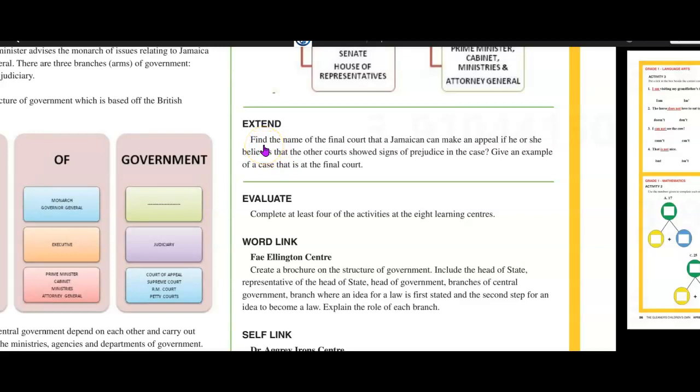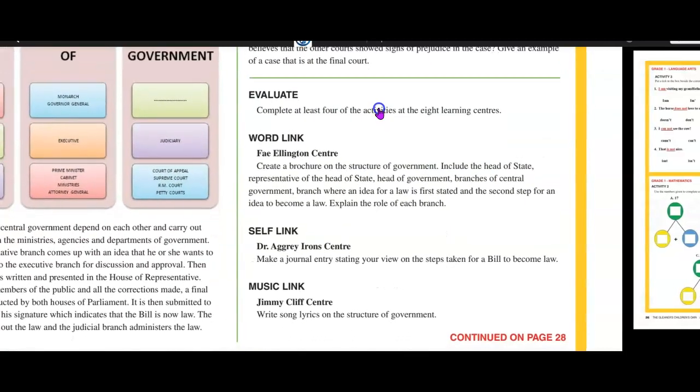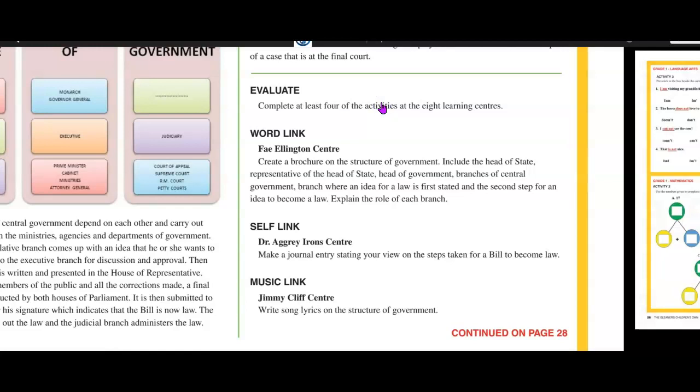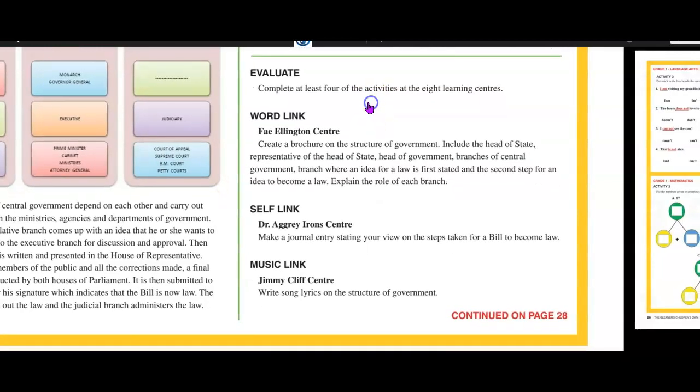Extend. Find the name of the final court that a Jamaican can make an appeal if he or she believes that the other courts showed signs of prejudice in the case. Give an example of a case that is at the final court. Recently, we had the Vybz Kartel case going before this particular court. What was the name of that court for the final appeal?